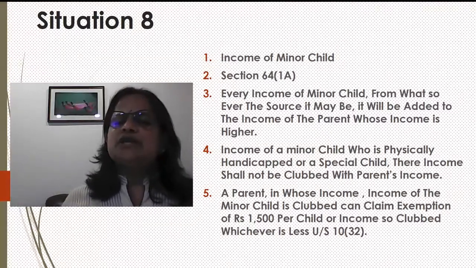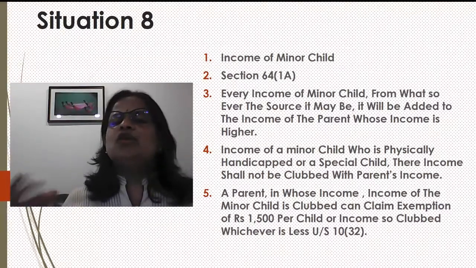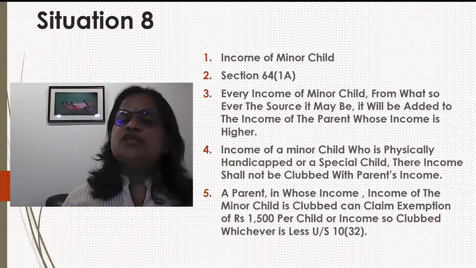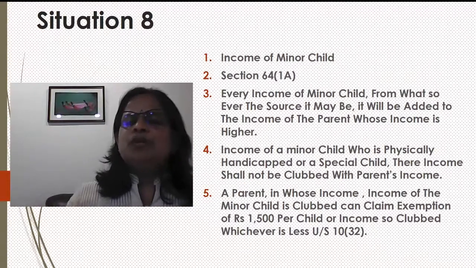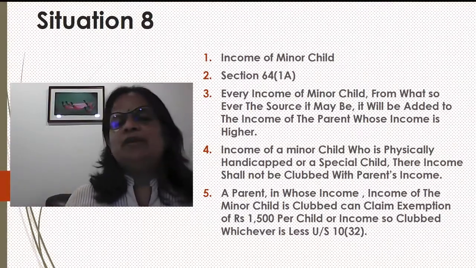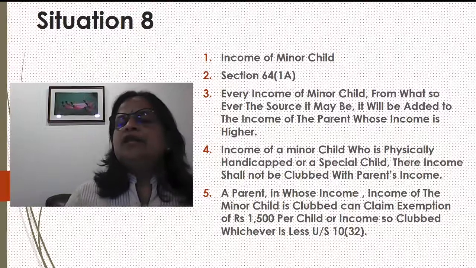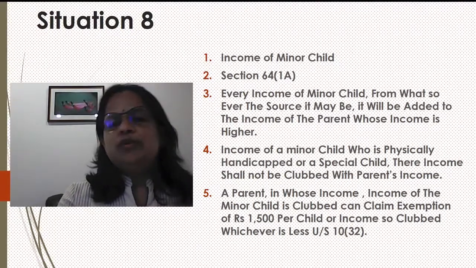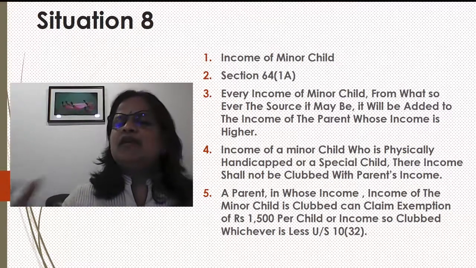See, some exceptional kids, they are earning income. So what will they do with the income? This is explained as per section 64(1)(A). The first point you have to remember: every income of a minor child, from whatsoever source, may be from playing, from a movie, from writing, from YouTube, anything like that. It can be that they have formed a company.